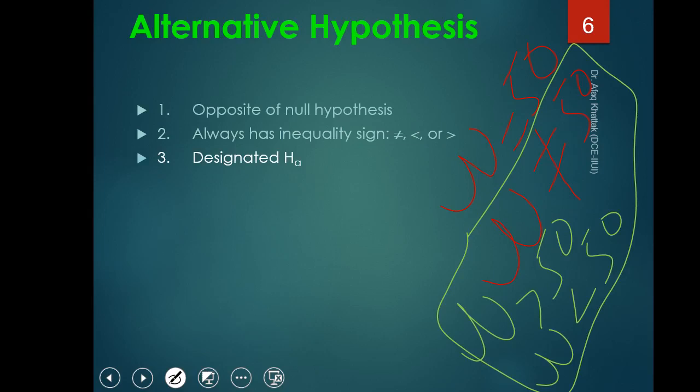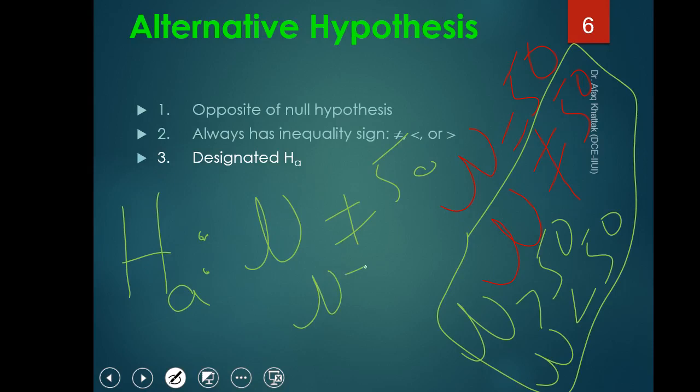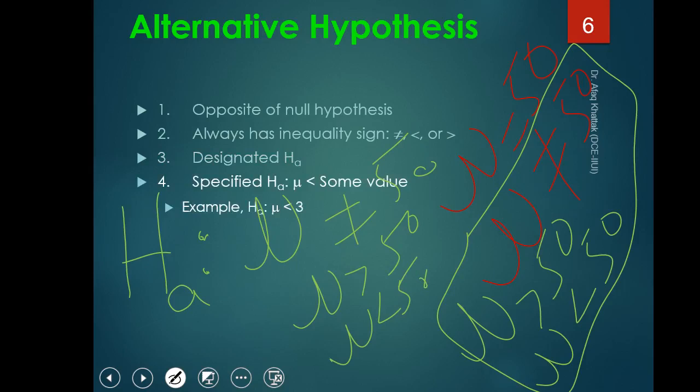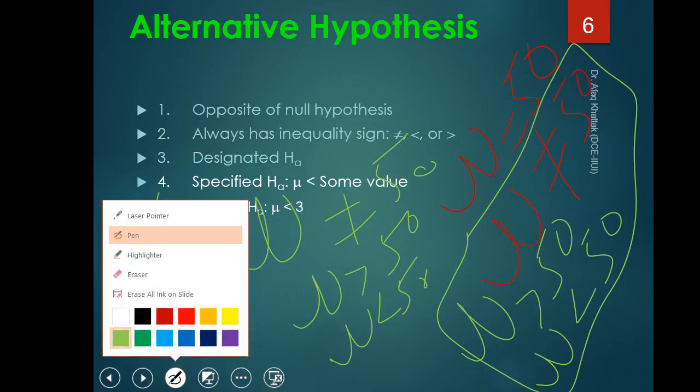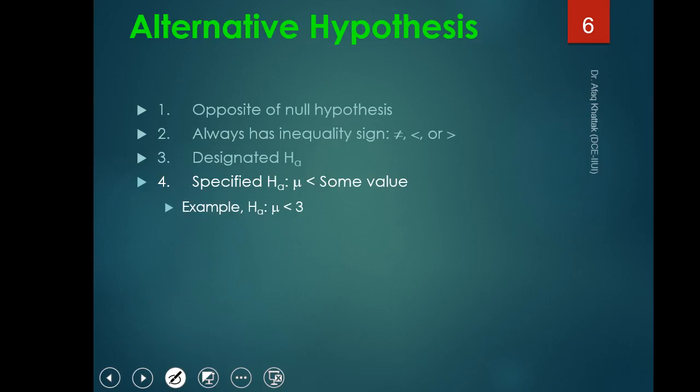It is designated by HA. So if we define our null hypothesis H naught, we will define HA: mu is not equal to 50, or we can say mu is greater than 50, or mu is smaller than 50. So an example for a GPA: mu will be smaller than 3.